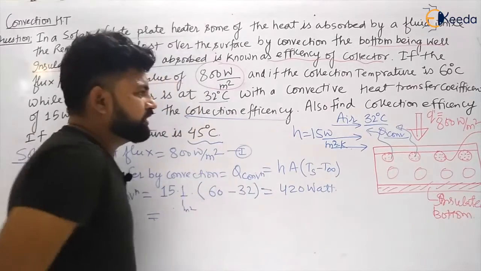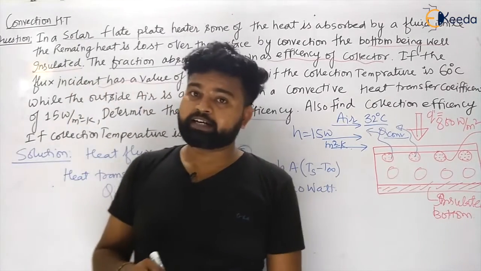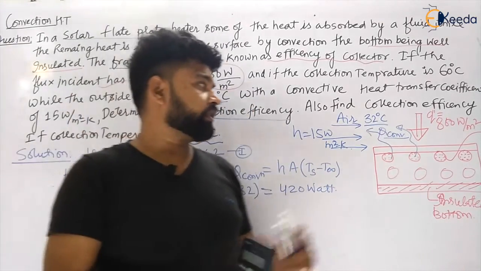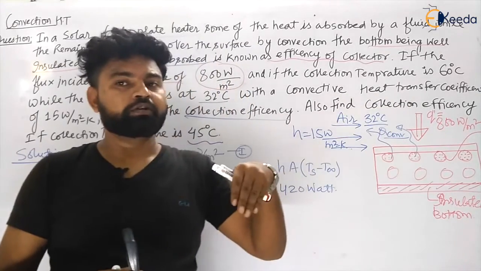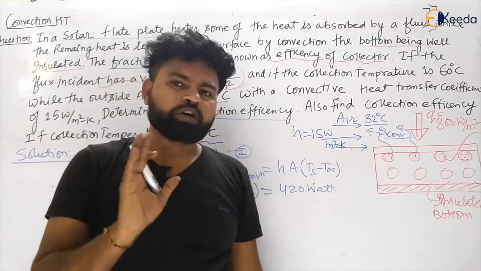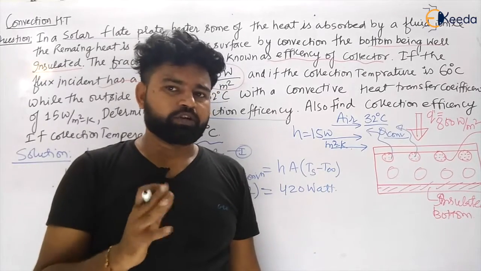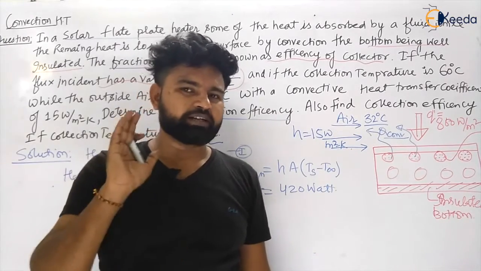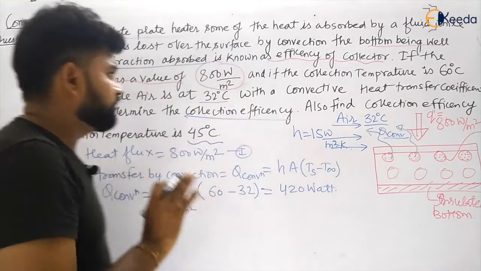But what is the heat flux which is coming? It is 800 watt. It must be. So all the heat must go to that fluid. But no, there is some heat transfer by convection. So this heat is lost to the surrounding. That is not having any kind of use in the water heater. So let us see what will be the efficiency.